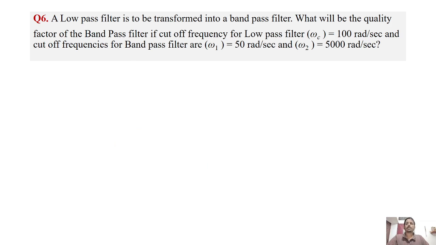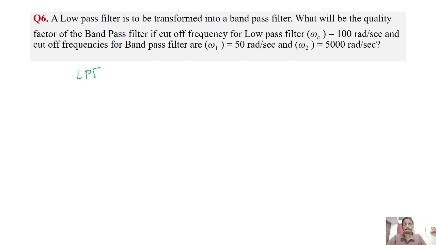Coming to question 6: a low pass filter is to be transformed into a band pass filter. So here we need to transform a low pass filter into a band pass filter. What is the quality factor of the band pass filter, if the cutoff frequency of the low pass filter is omega c equal to 100 radians per second, and the cutoff frequencies of the band pass filter are omega 1 equal to 50 radians and omega 2 equal to 5000 radians per second?